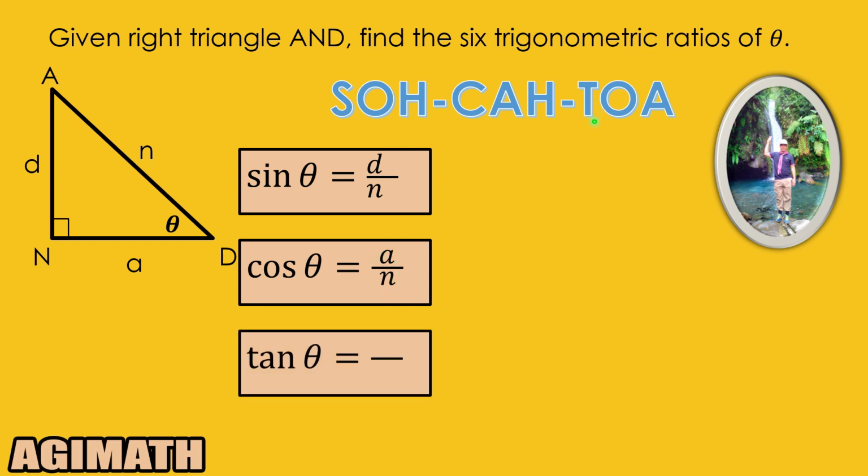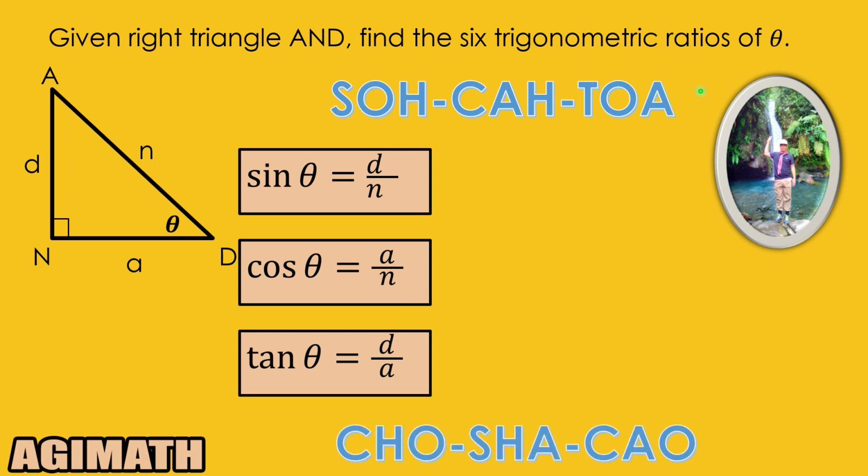Next, we have tangent. Tangent is defined as opposite over adjacent. So for opposite over adjacent, this is our reference angle. What is the opposite side? That is D. Adjacent side is A. So tangent theta is D over A. So that is for SOHCAHTOA.